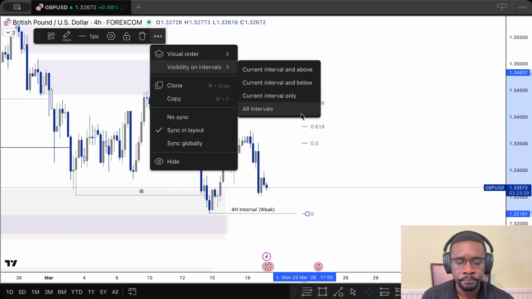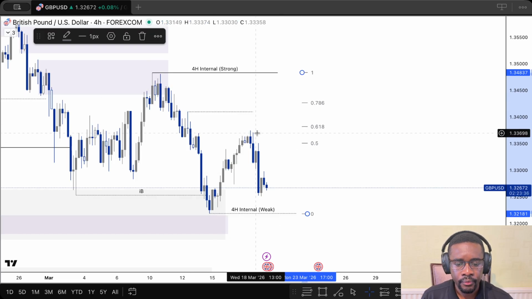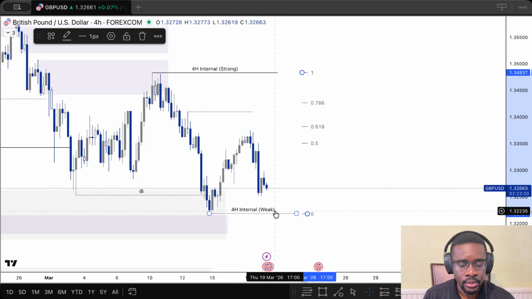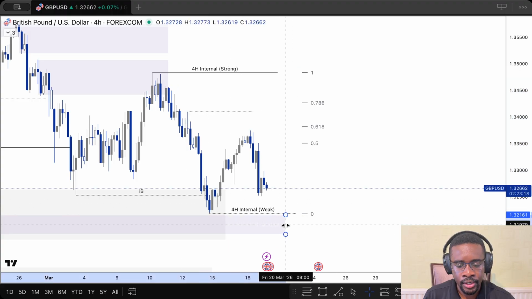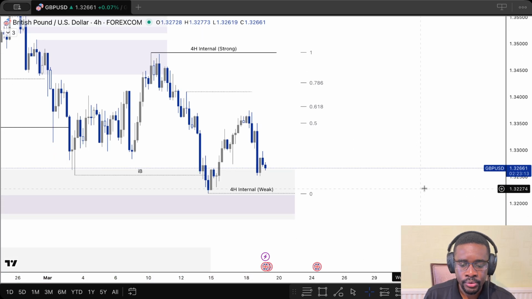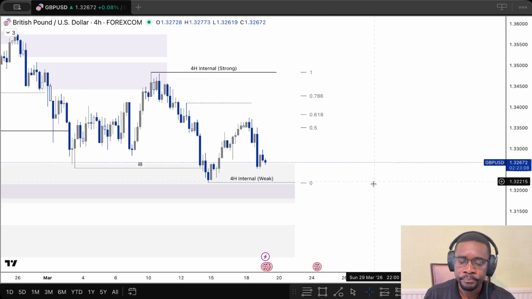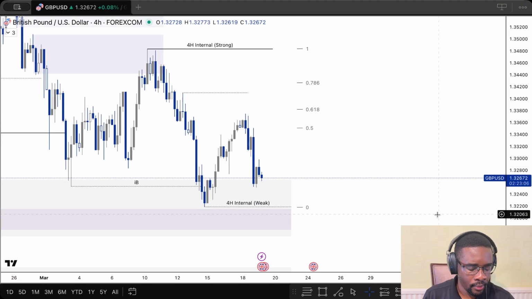Price did mitigate equilibrium and went on into the premium, swept these highs. These highs were swept, and then we've had a strong reaction from there. Now we are possibly targeting this weak internal low and possibly the whole of this area. The whole of this zone could now be a target, and we do have this extreme demand as well.